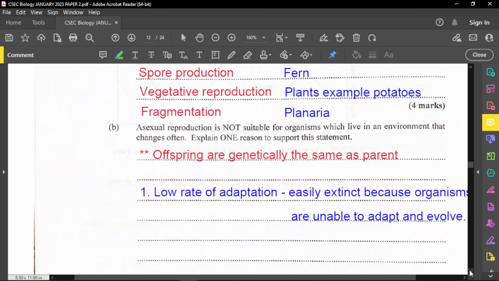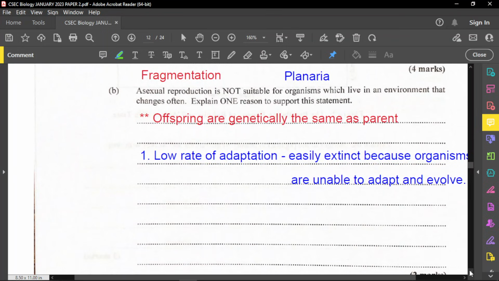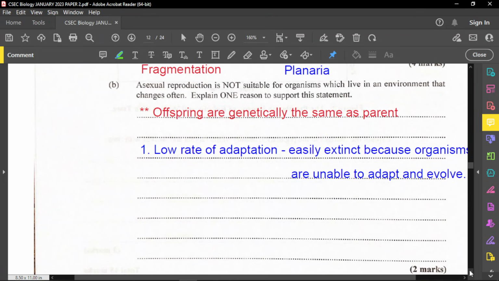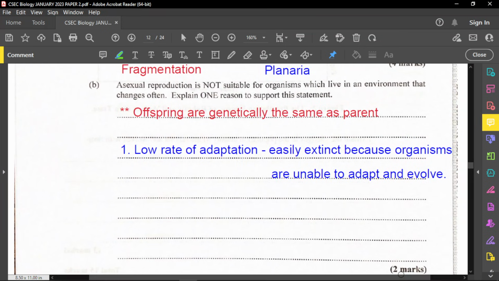All right, and for part B, it says asexual reproduction is not suitable for organisms which live in an environment that changes often. Explain one reason to support this statement. And a point to note is that offspring are genetically the same as their parents, so there's no variation. So you're going to have a low rate of adaptation. All right, and so what's going to happen here is that the organism will easily become extinct because organisms are unable to adapt and evolve.